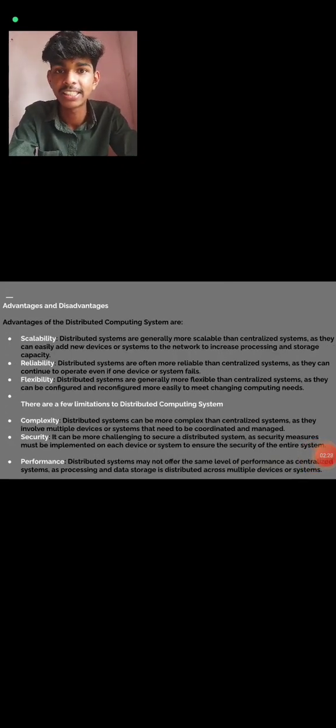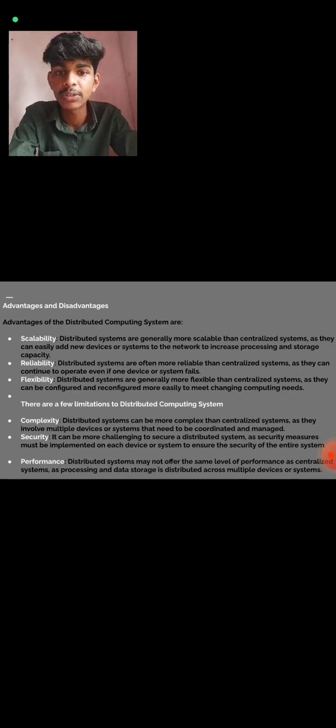Advantages and disadvantages of distributed computing. Advantages: scalability, reliability, flexibility. Scalability. Distributed systems are generally more scalable than centralized systems, as they can easily add new devices or systems to the network to increase processing and storage capacity.